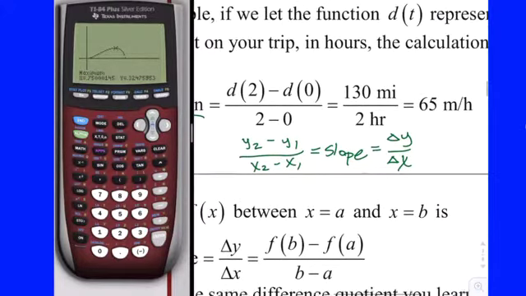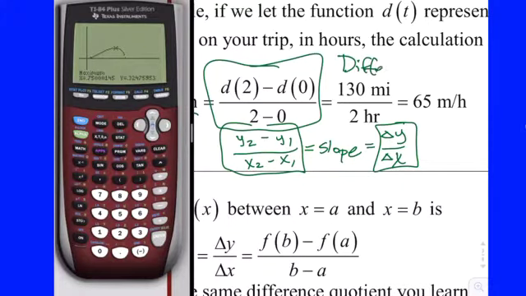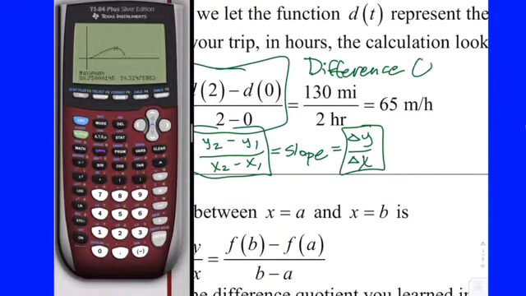This has a name now. Whether you're doing it with function notation, which is what we have here, or y notation, or you just abbreviate it like that, we call that the difference quotient. And you'll be hearing that quite a bit, especially if you go on to take calculus.